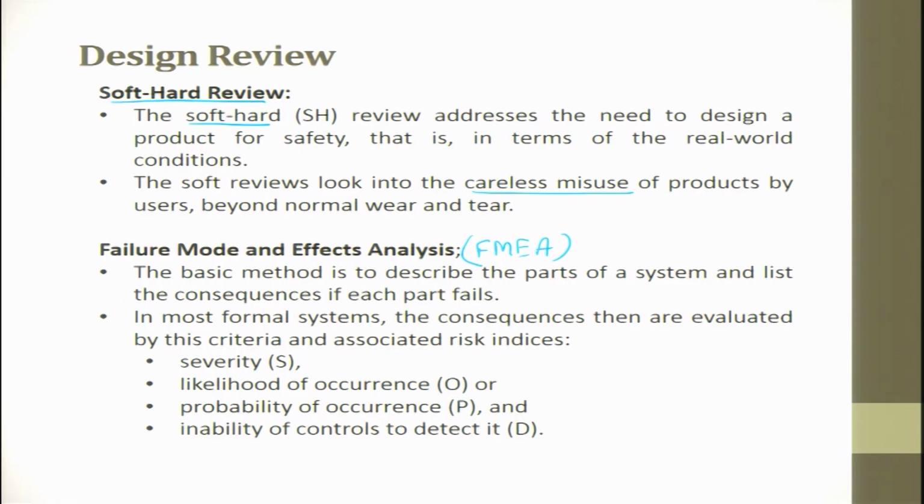The basic method is to describe the parts of a system and list the consequences if each part fails. In most formal systems, the consequences are evaluated by criteria, and associated risk indexes are attached to them. Severity is S, likelihood of occurrence is O, probability of occurrence is P, inability of control of the defect is D. So, now you know the weightages, you multiply them and then you can get the impact of each failure or each part on the overall performance.